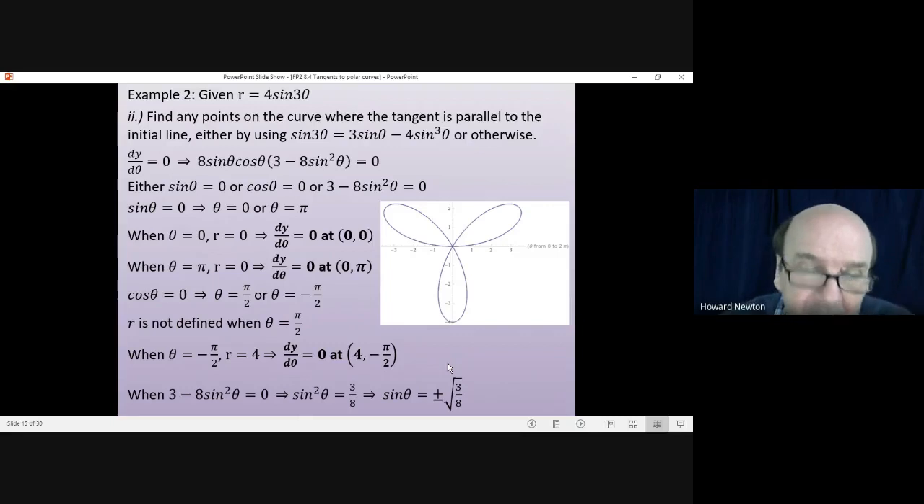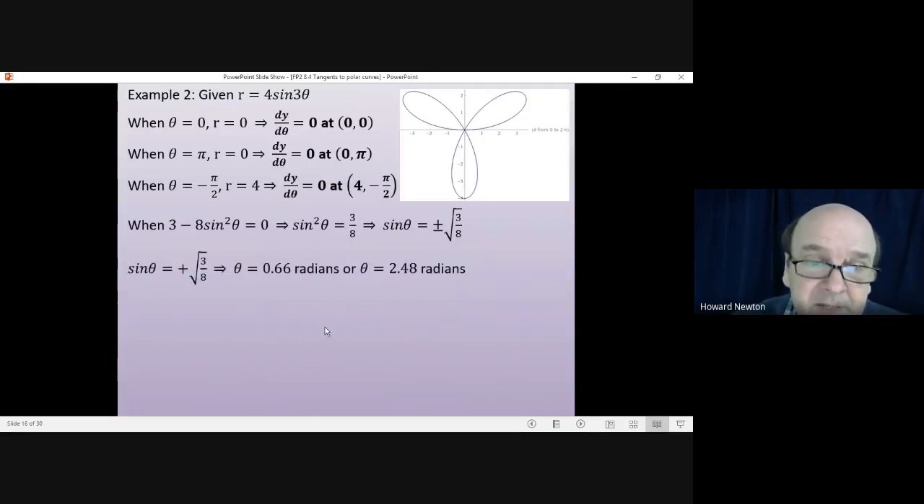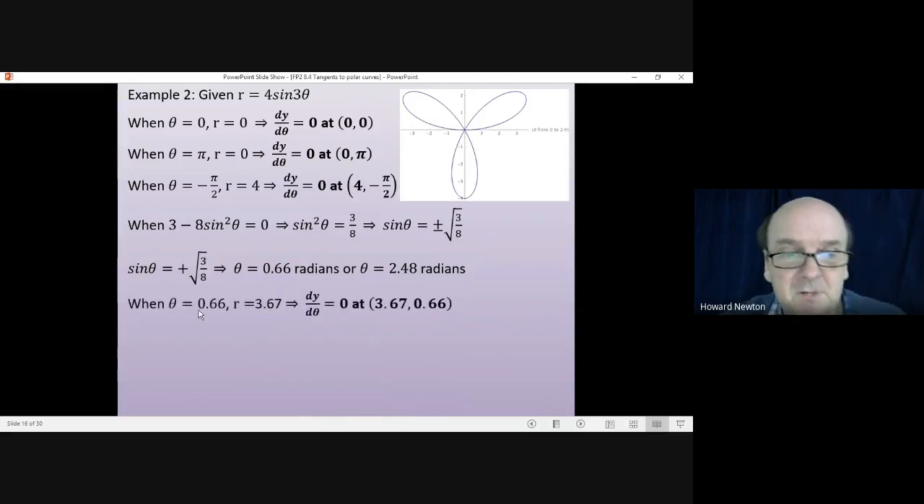The last possibility was if the bracket 3 minus 8 sine squared theta is equal to 0, which gives us that sine theta is either plus or minus the square root of 3 divided by 8. First possibility is sine theta equals plus the square root of 3 over 8, which gives us theta equals 0.66 radians, or theta equals 2.48 radians. Now, first of all, if theta equals 0.66, substituting into the formula for r gives us r equals 3.67, which means that dy by d theta equals 0 when r is 3.67 and theta is 0.66 radians.